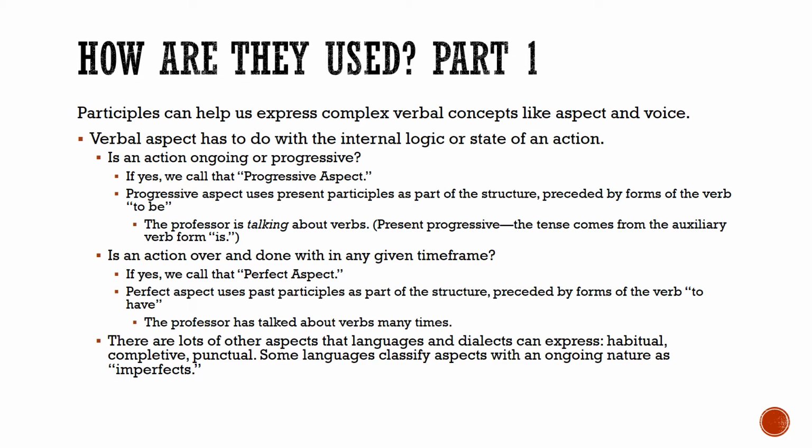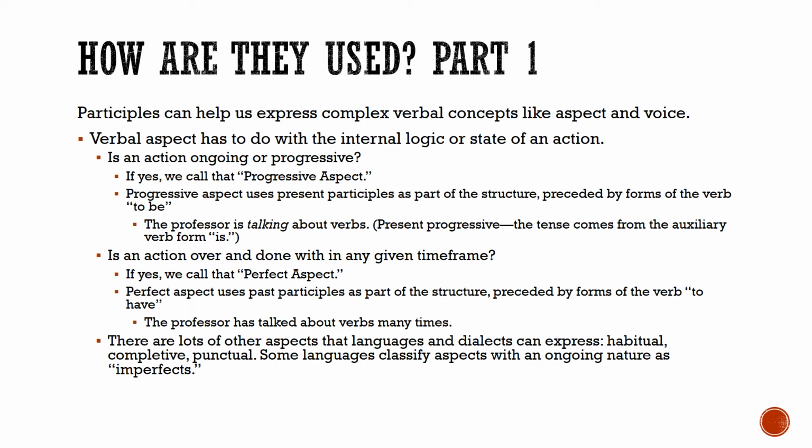And these are preceded by forms of the verb to be. The professor is talking about verbs. Now, this is a present progressive. Now, the present part of this, the tense label, comes from the form that the auxiliary verb is in, right? Is present tense. Talking expresses this idea of progressiveness for us. Now, we can make this past progressive too. We could say that I was talking about verbs.